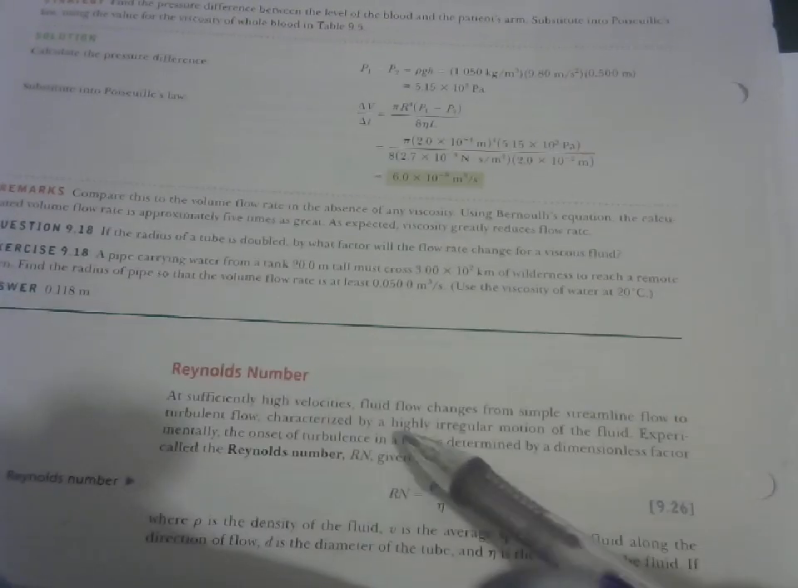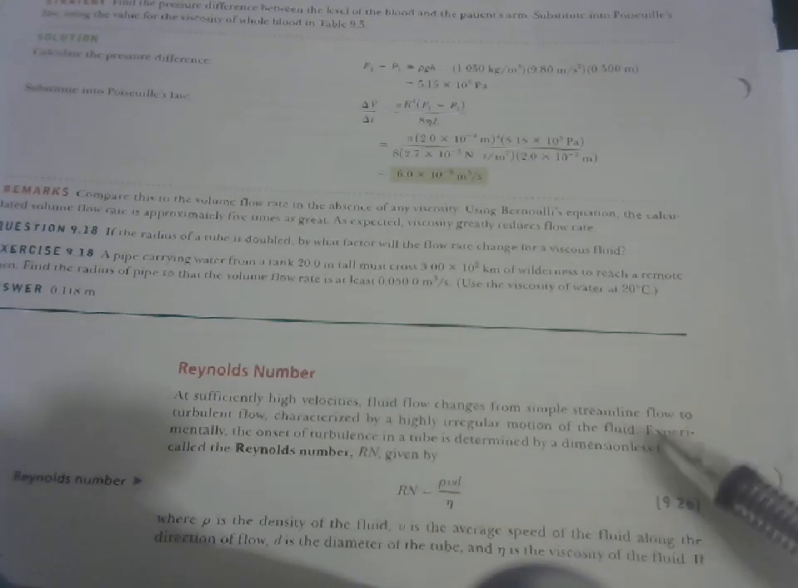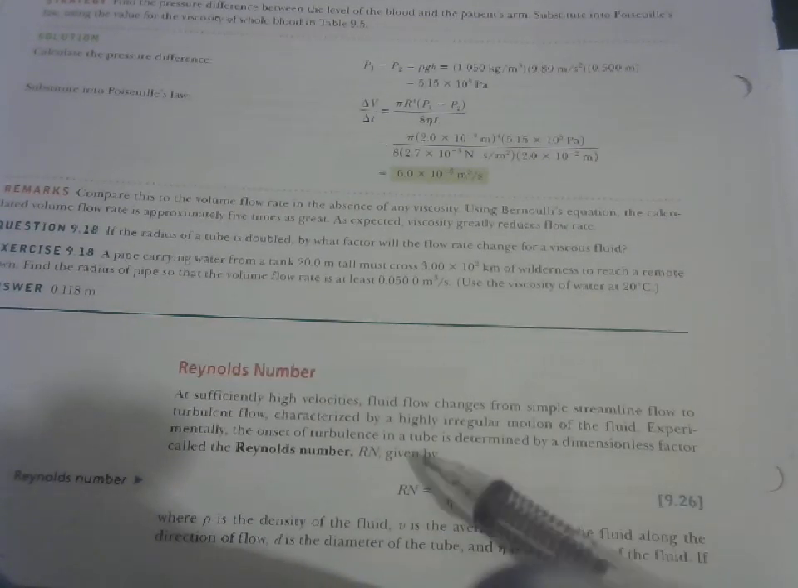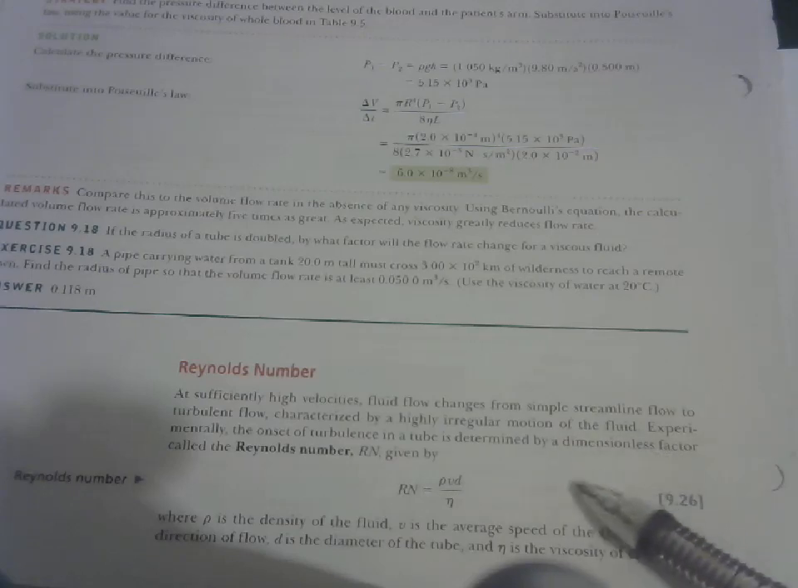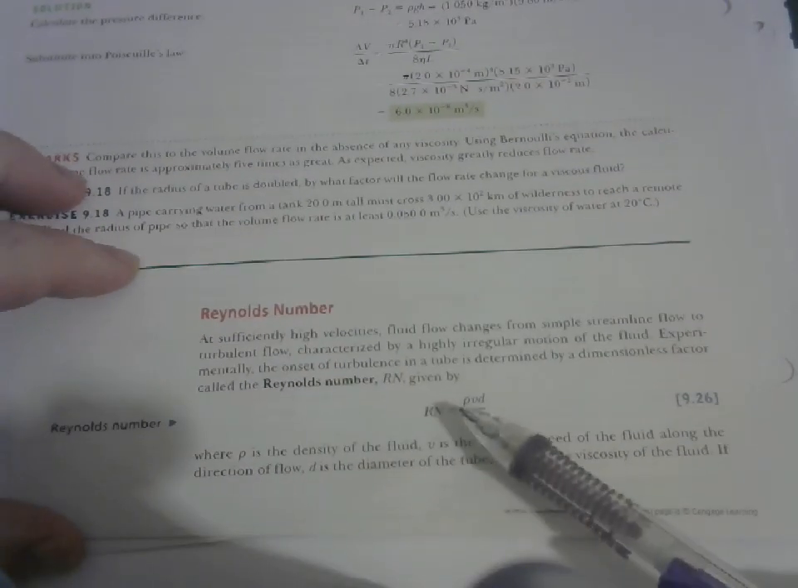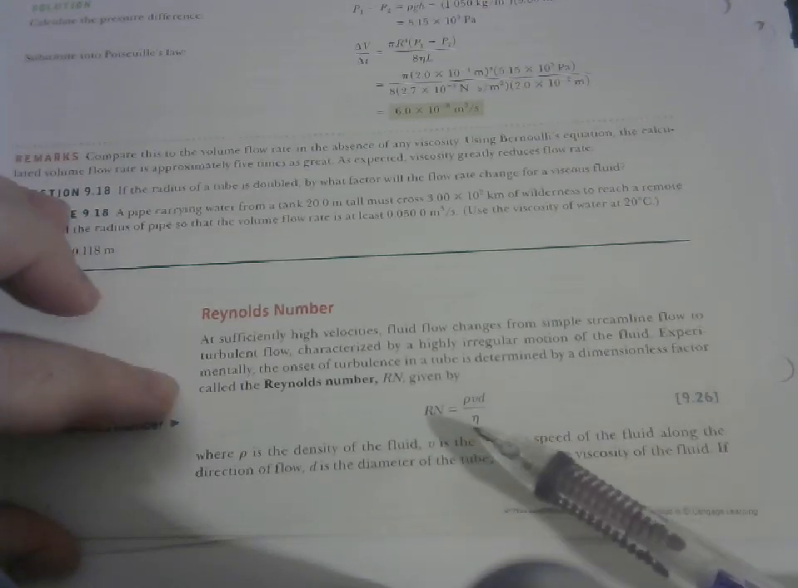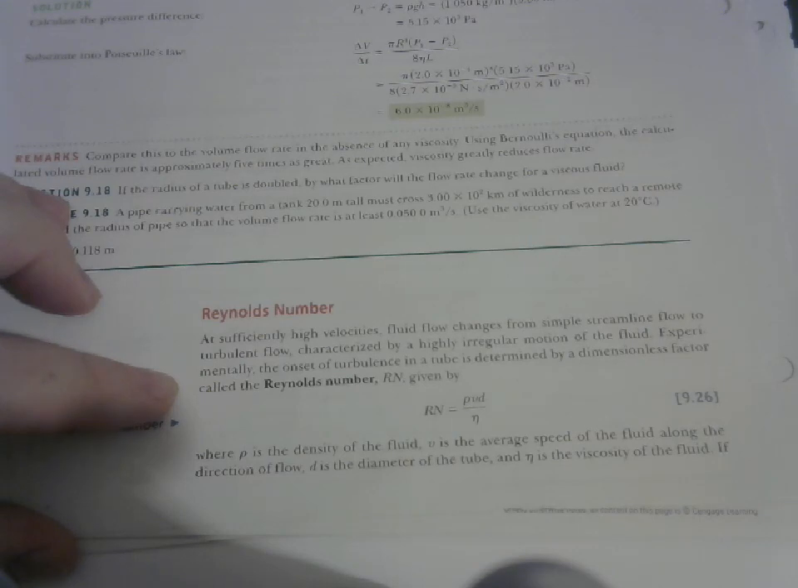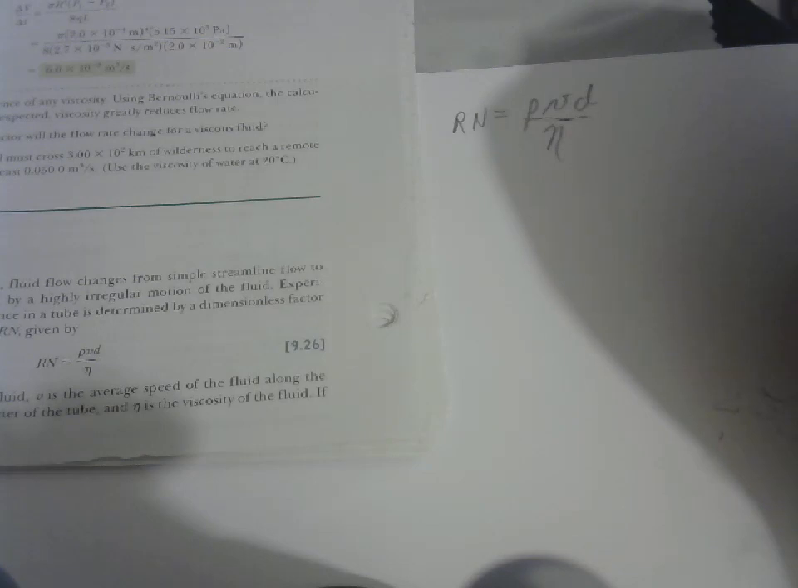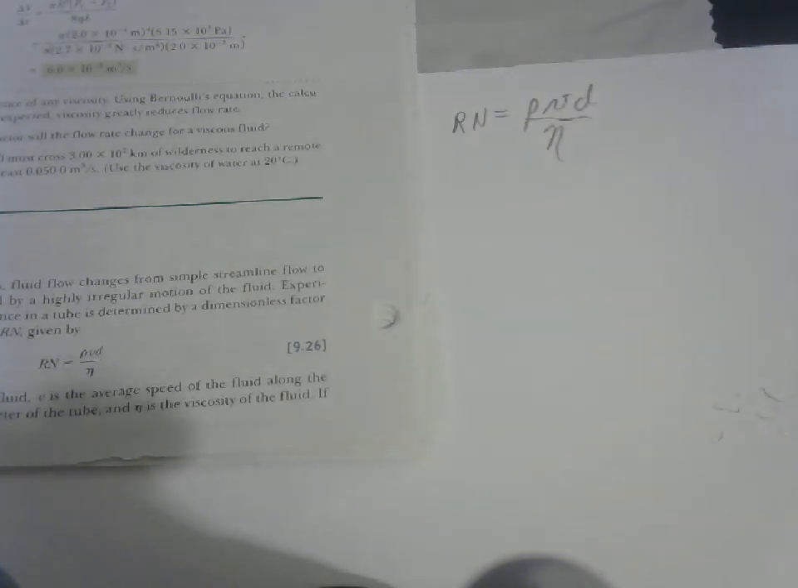At sufficiently high velocities, fluid flow changes from simple streamline flow to turbulent flow, characterized by a highly irregular motion of the fluid. Experimentally, the onset of turbulence in a tube is determined by a dimensionless factor called the Reynolds number, Rn. The Reynolds number is the density of the fluid times the velocity of the fluid times the diameter of the tube, divided by the viscosity eta of the fluid.